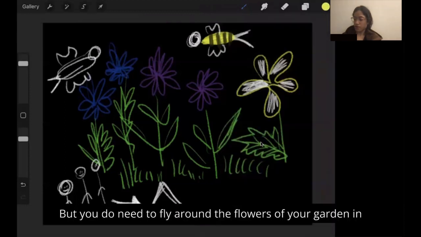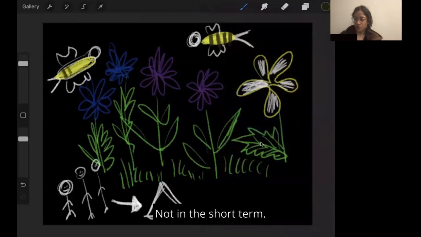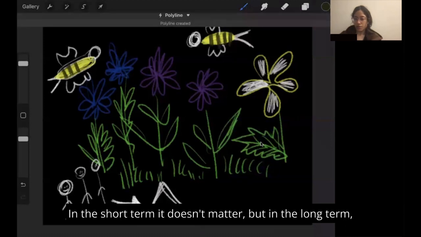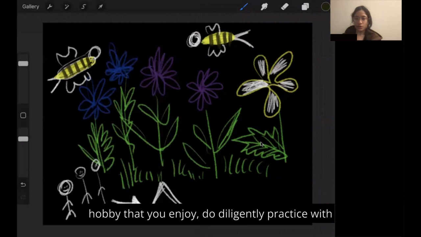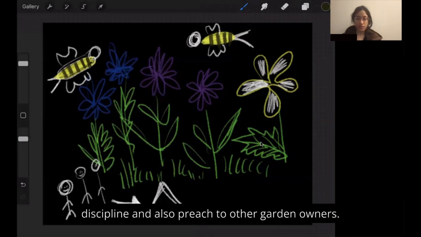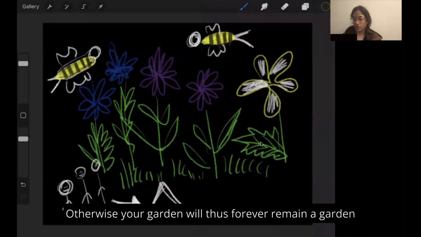But you do need to fly around the flowers of your garden in order to sustain it. Not in the short term. In the short term, it doesn't matter. But in the long term, if you want to sustain it, you need to take buzzing as a hobby that you enjoy, do diligently, practice with discipline, and also preach to other garden owners. Otherwise, your garden will thus forever remain a garden pyramid.